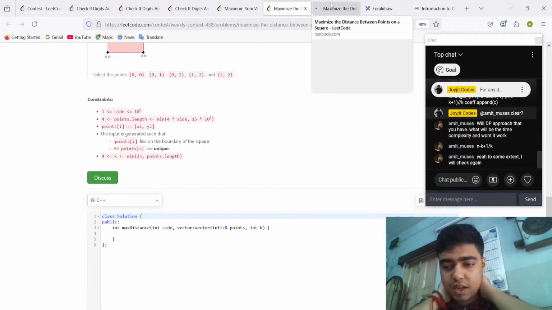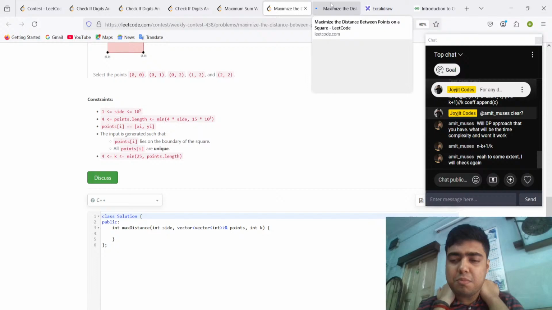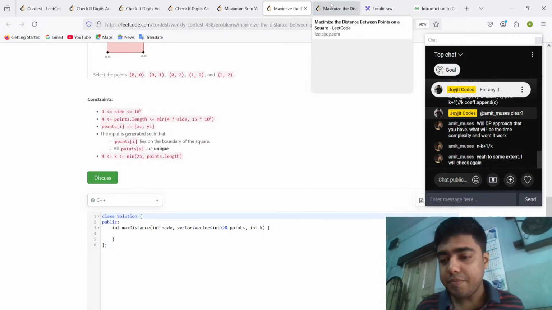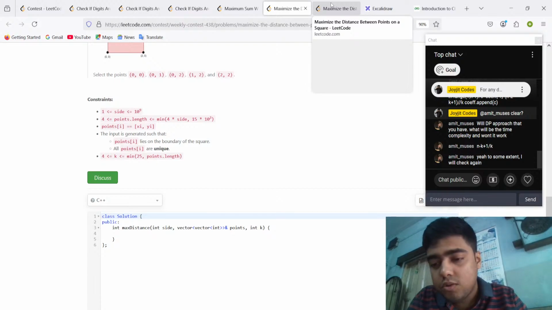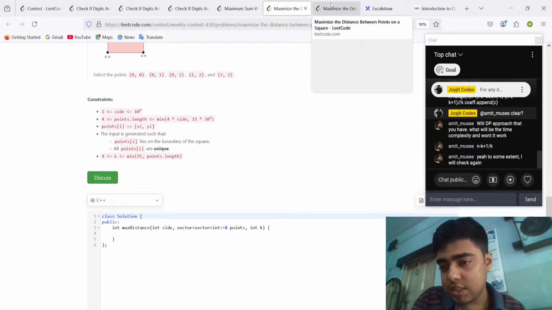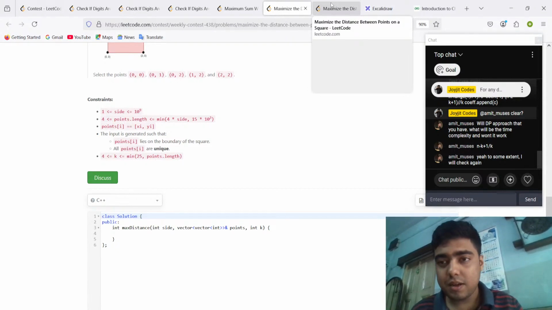To some extent I will check again. Yeah, it is not much of a thing. If you get this 2 and 5 using Lucas theorem, or maybe I'll suggest, since I'm not a big fan of Lucas theorem, I'll suggest you go for Little Fermat theorem.